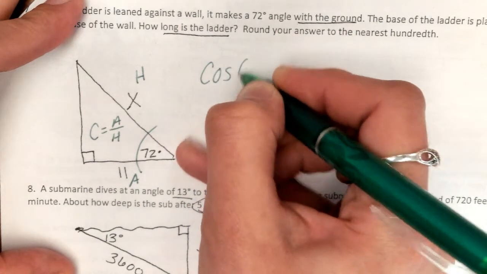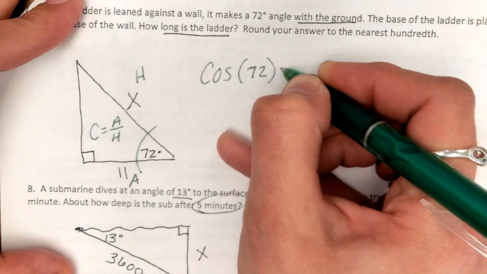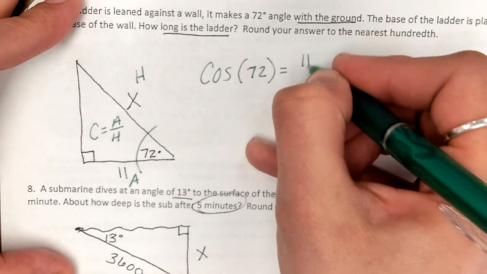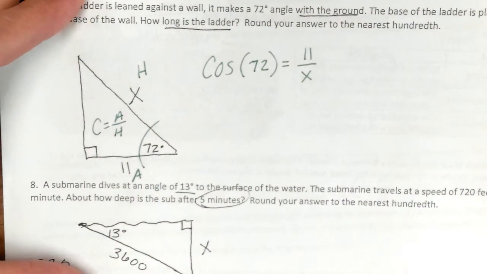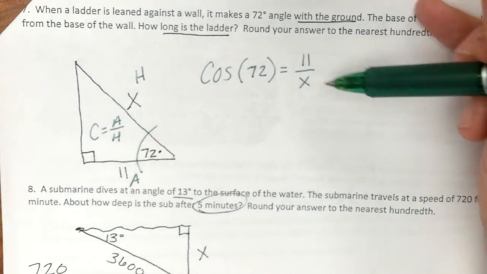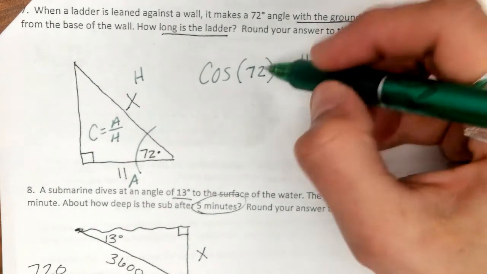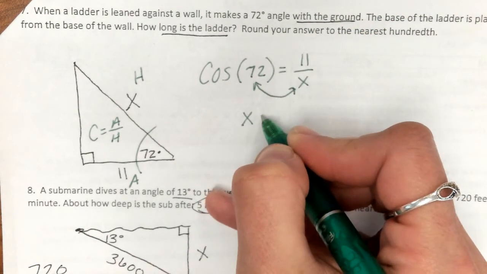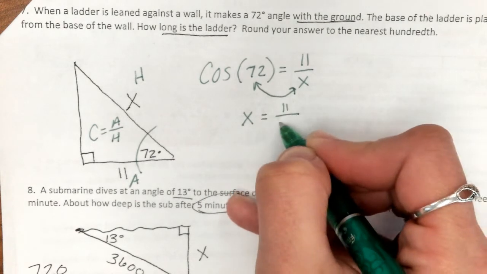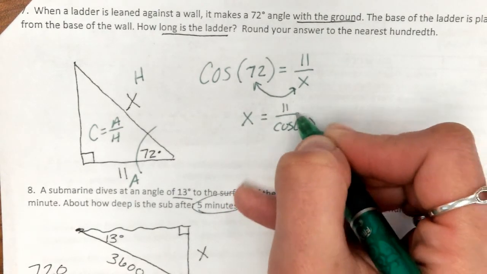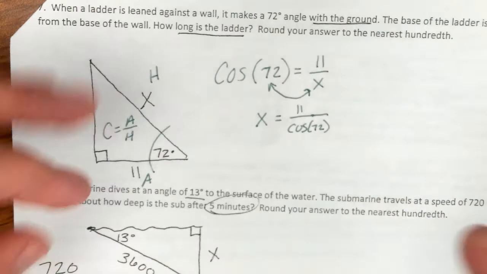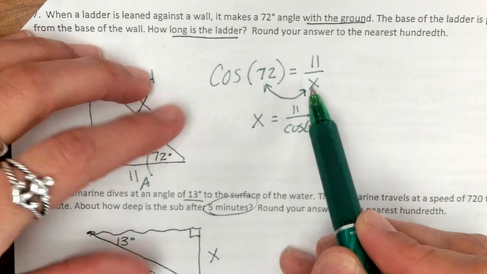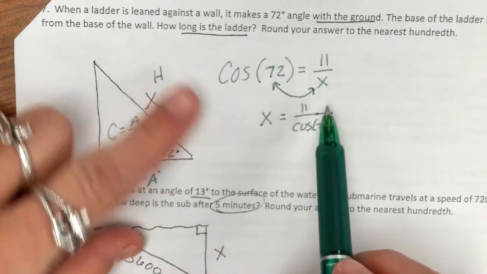We have an angle, so we have cosine of 72 is equal to A over H, so 11 over x. Shortcut: if you have x in the denominator, you're going to divide. You can look at it as these two switching places. X moves over here, and the cosine of 72 moves down here. All you're doing is packing your bags, cosine of 72 and x, and they switch places. That's all that's happening here.